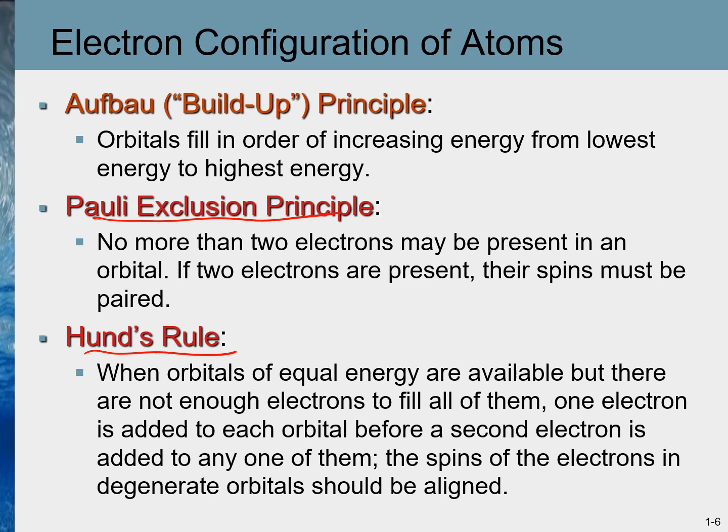And finally, Hund's rule. This rule states that when orbitals of equal energy are available, but there are not enough electrons to fill all of them, one electron is added to each orbital before a second electron is added to any one of them. In other words, remember we said that each orbital can hold a maximum of 2 electrons, but if 2 orbitals of the same energy are available, instead of pairing up in one orbital and leaving the other empty, the electrons will occupy both orbitals singly first. They would prefer to remain separated before they are forced to pair up.